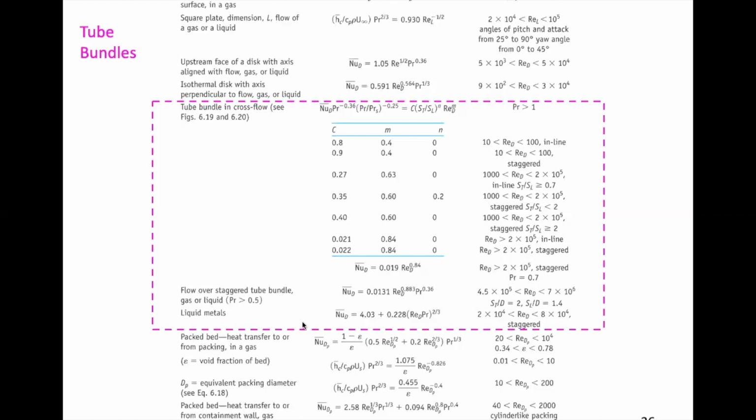So we have here again, for flow over staggered bundles of gas or liquid metals, two other relationships for the Nusselt number depending on what's going on in the bundle. Today we are going to solve a problem using this section and this table, so you can see how to solve for a bundle.